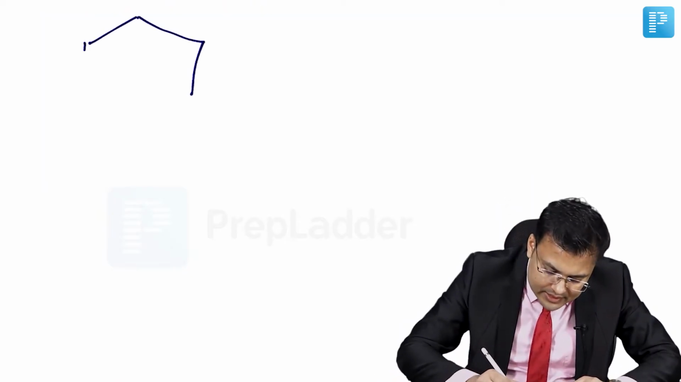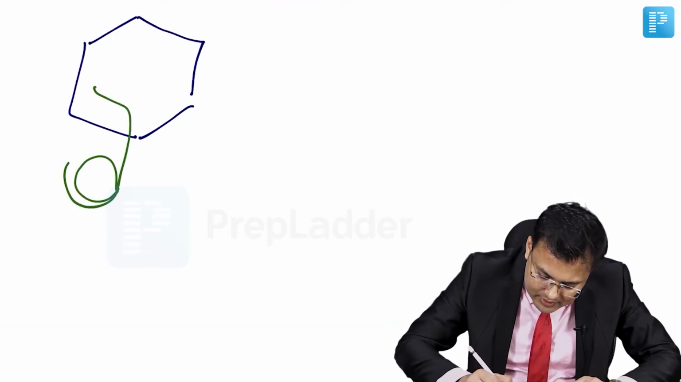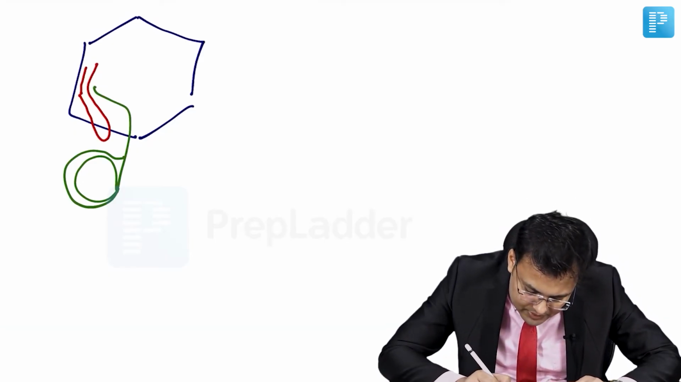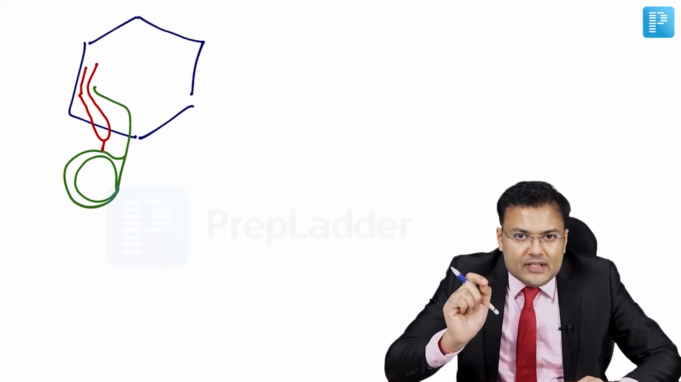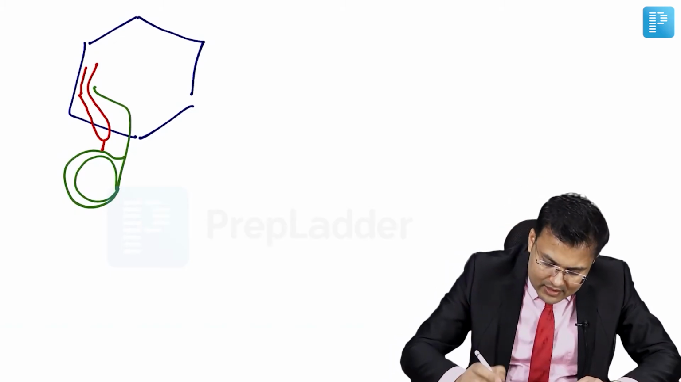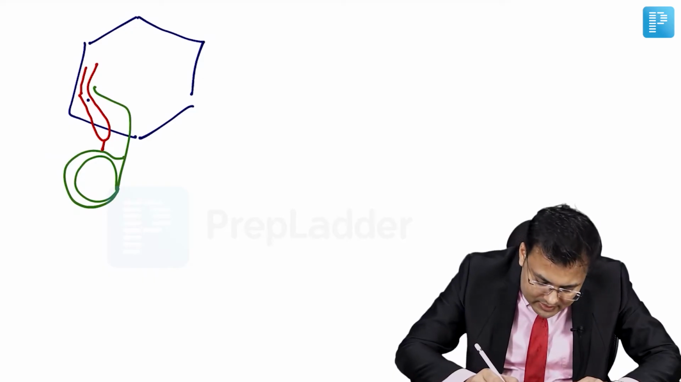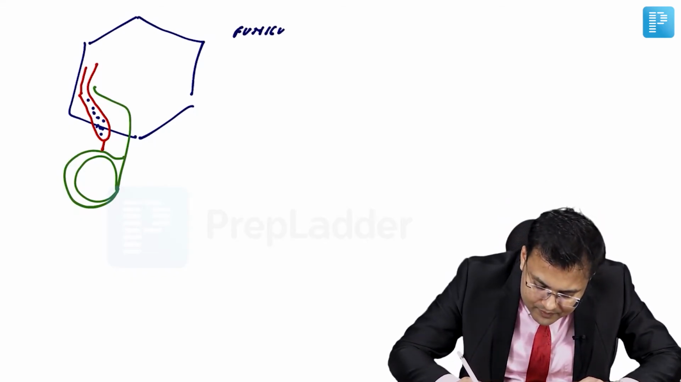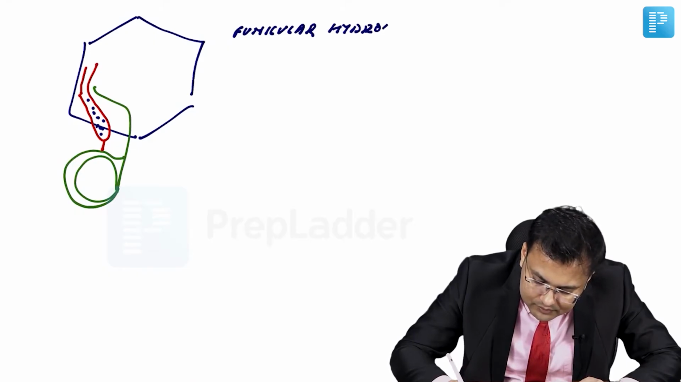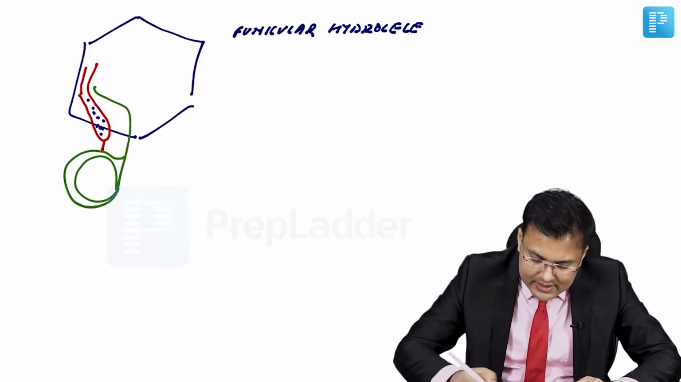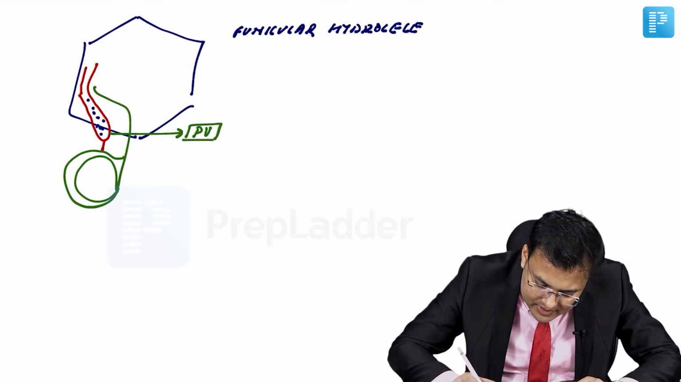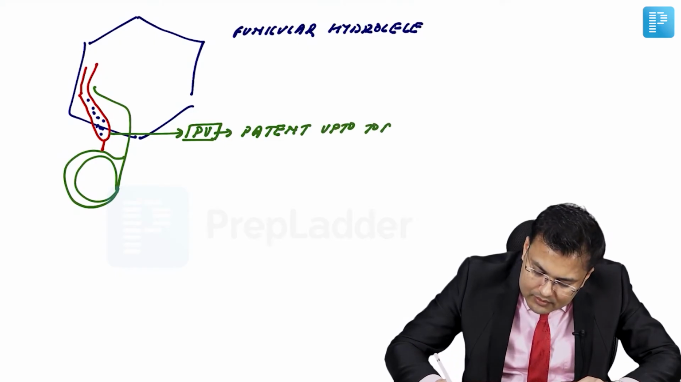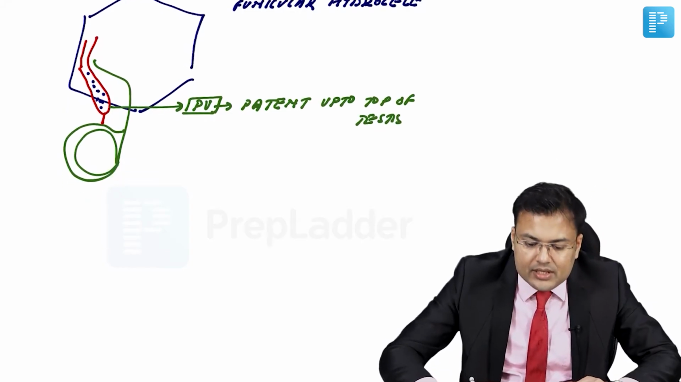Now see this condition. Here you can see that this is the testis and this is the tunica vaginalis. In this case, you will notice that the processus vaginalis is patent up to the top of testis, where it shuts off from tunica vaginalis. This is known as funicular hydrocele.